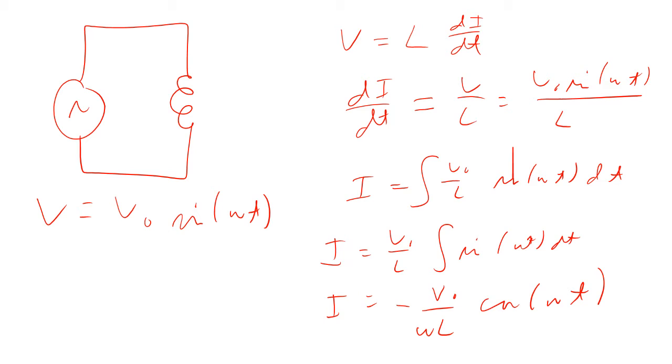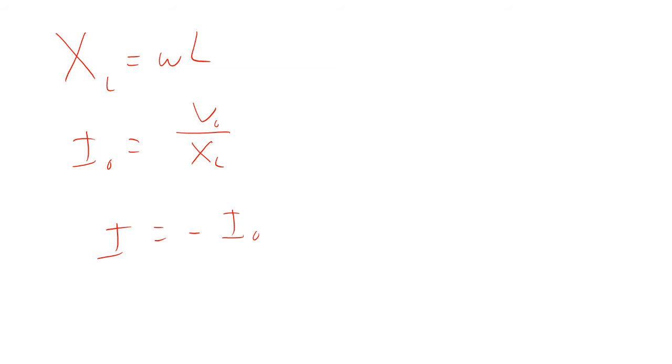Okay, so now you remember that when we had a resistor, the current in the resistor is going to be V over R. Well, this is not quite R right here. So instead, we define something called reactance, XL equals omega L. So then we can say that I naught is going to be V over XL. And so that means that I equals minus I naught cosine omega t. Well, we said that V equals V naught sine omega t.